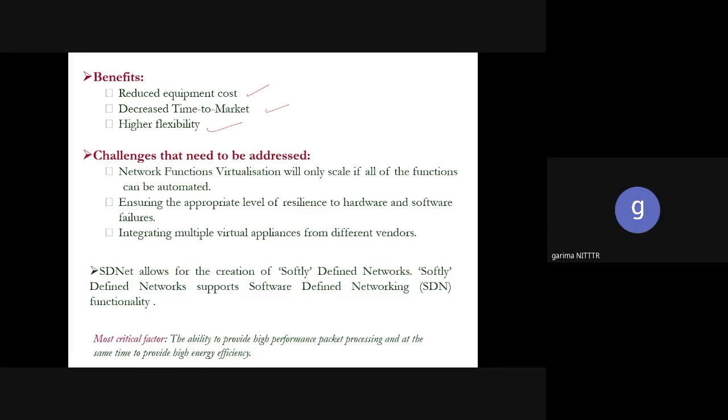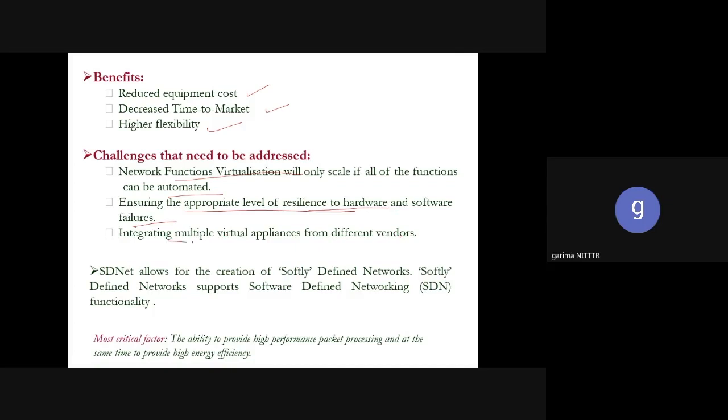But the challenges which are there: network function virtualization will only scale if all the functions can be automated. It can only work if all the functionalities related to NFV can be virtualized or automated. Then it can be implemented fully. And we have to ensure an appropriate level of resilience to hardware and software failures, because if it fails, obviously your system goes down, and you need some resilience for hardware and software failures.